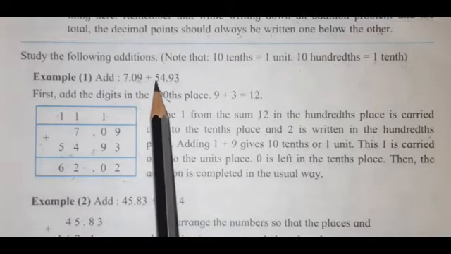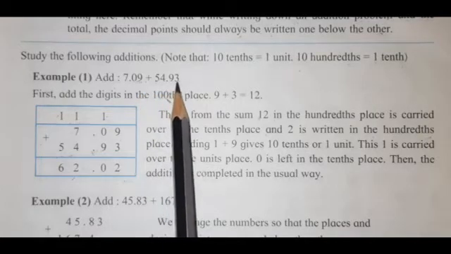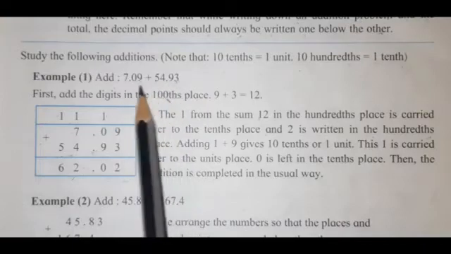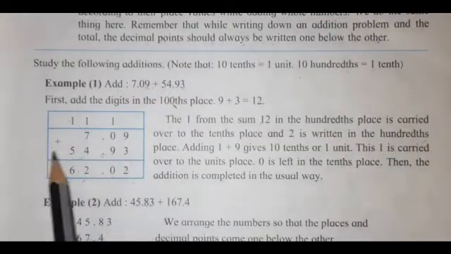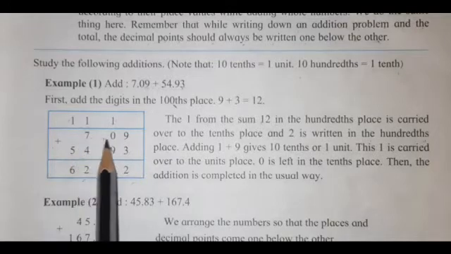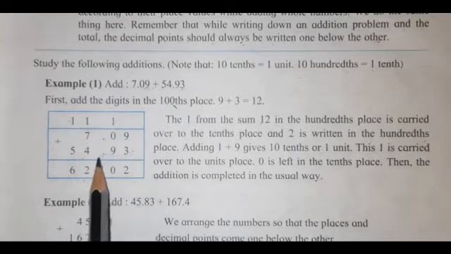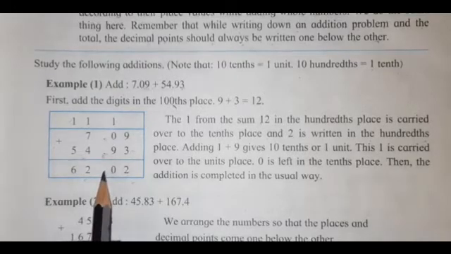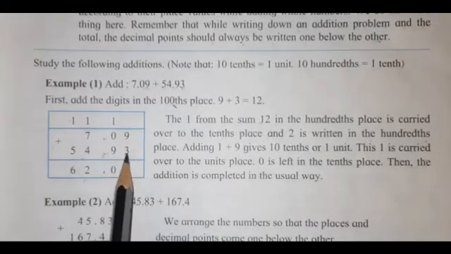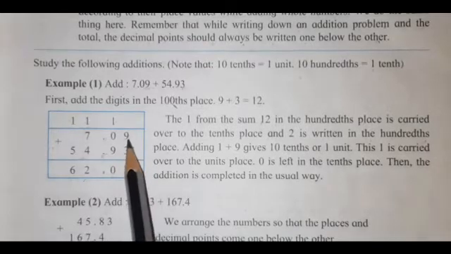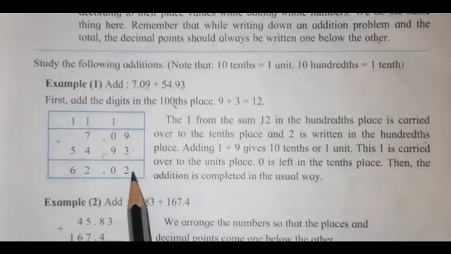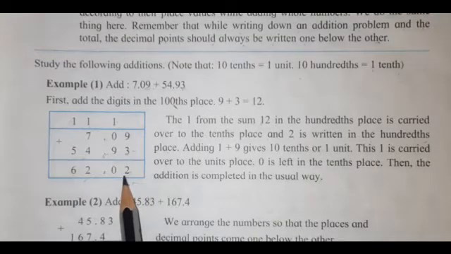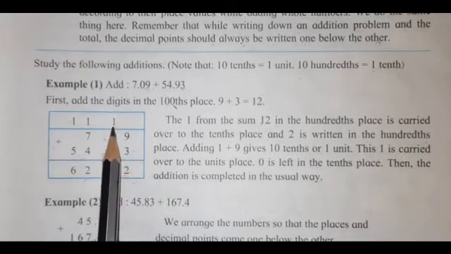7.09 plus 54.93. Here start the addition from hundredths place. See here, first write 7.09 plus 54.93, with the points written one below the other, and in the total write the point first. Now 9 plus 3, at hundredths place. So start the addition from hundredths place. 9 plus 3 is 12. Write 2 at hundredths place and carry over 1 to tenths place.